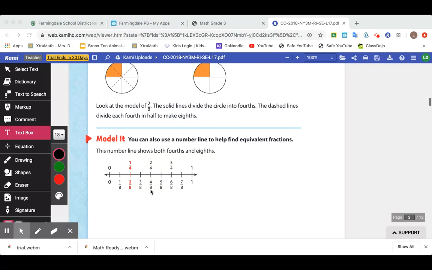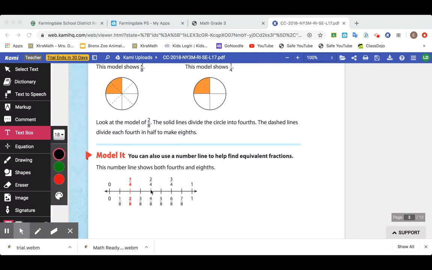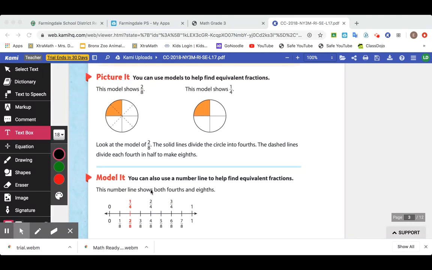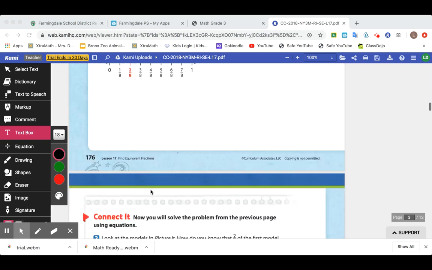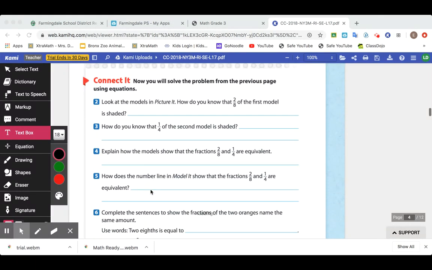Okay? All right, so this first page on page 176 is really just us using those models. And now we're going to be using those models. We're going to be flipping back and forth and answering the questions on 177. So let's look at 177. And it says, look at the models and picture it. And that's what we were just looking at with the oranges. How do you know that 2/8 of the first model is shaded?